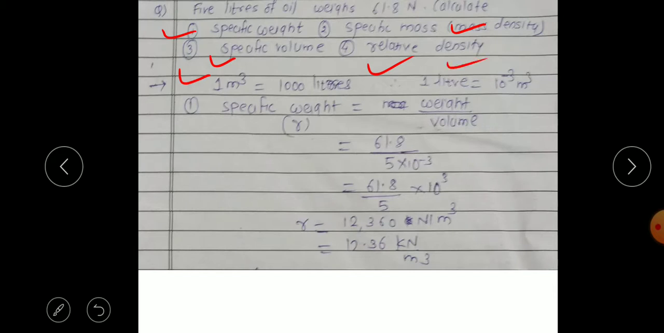So here, instead of mass, 5 liters of oil is given. First we find the specific weight. We already know specific weight is weight upon volume. Weight is given as 61.8 Newton and volume is in liters, so we convert it into meter cube as 5 into 10 raised to minus 3. Solving this we get gamma as 12,360 Newton per meter cube, or 12.36 kilonewton per meter cube. So this we have calculated.